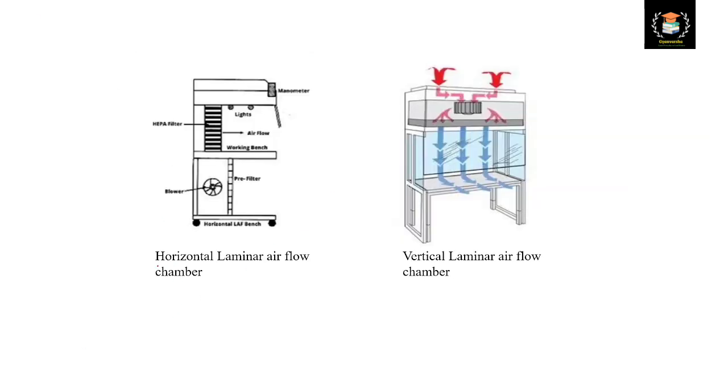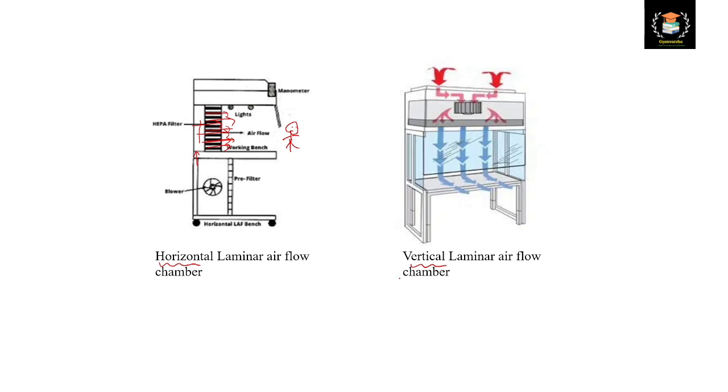There are two types, horizontal and vertical. They work on the same principle, but the only difference is the direction of airflow. Here, this is the blower. It will take up the surrounding air and pass it over here. These are the HEPA filters. The air is filtered through this, and the air blows here. Here the person is working. This is the workbench. The person is working here. The direction of airflow is like this, horizontal.